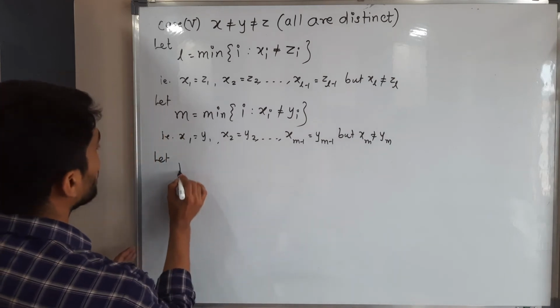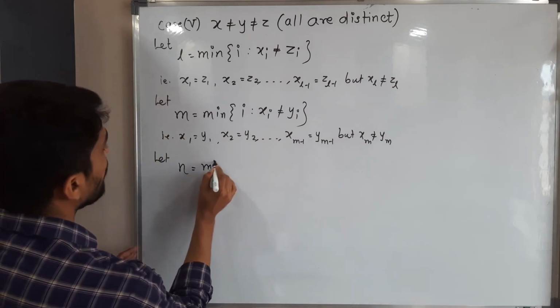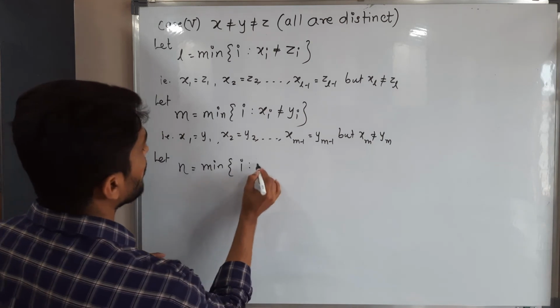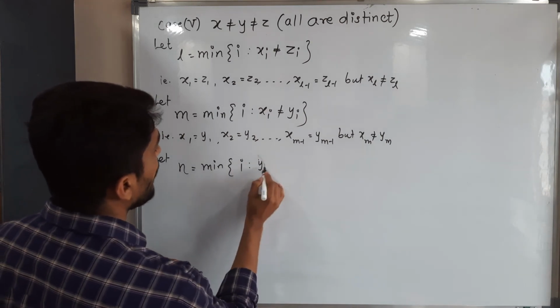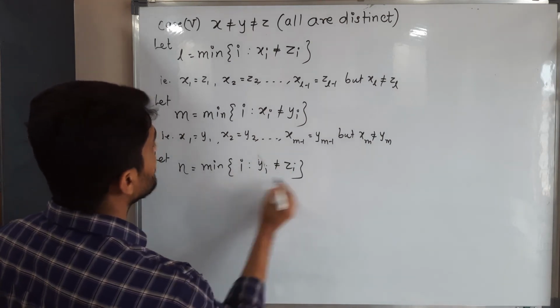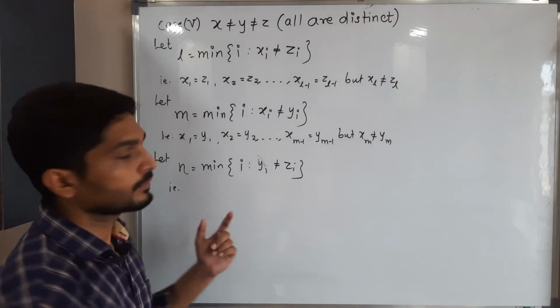So let n is equal to the minimum of i where yi is not equal to zi. That is, can you tell me what it means?